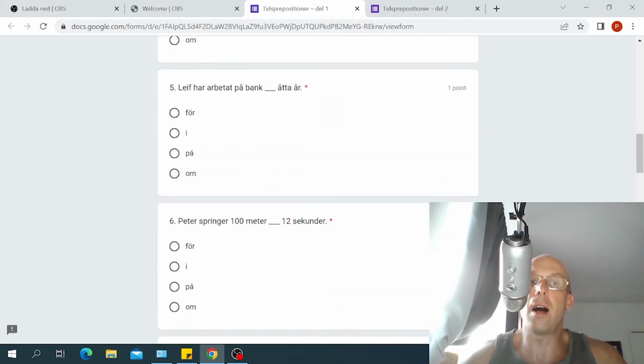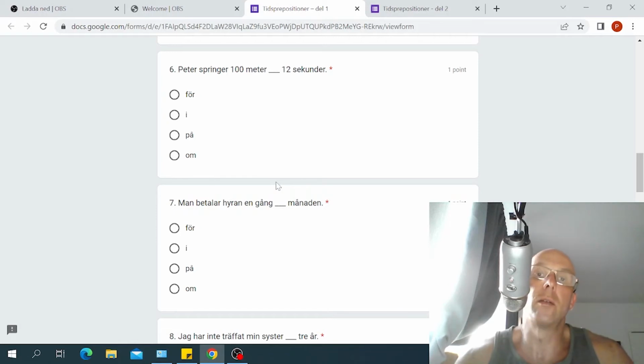Leif har arbetat på bank 8 år. So you see the sentence construction har arbetat. That looks quite familiar, right? It says that Leif has worked in a bank for 8 years. So with that knowledge, what preposition should we use? It is something that started in the past and it's still true in the now. And in essence, it's about a duration of time. We're speaking about 8 years here. So again, has to be i.